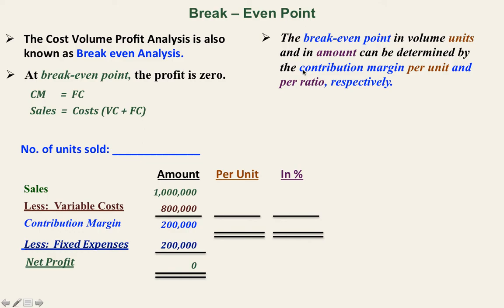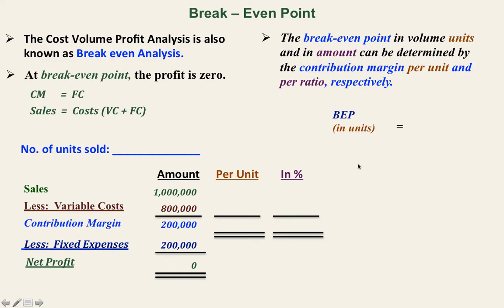The break-even point in volume units and in amount can be determined by the contribution margin per unit and ratio, respectively. What we are trying to say here is, if you are getting the break-even point in volume units, you have to use the contribution margin per unit. And if you are going to get the amount of the break-even point, then you have to use the contribution margin ratio. Here we have an example.